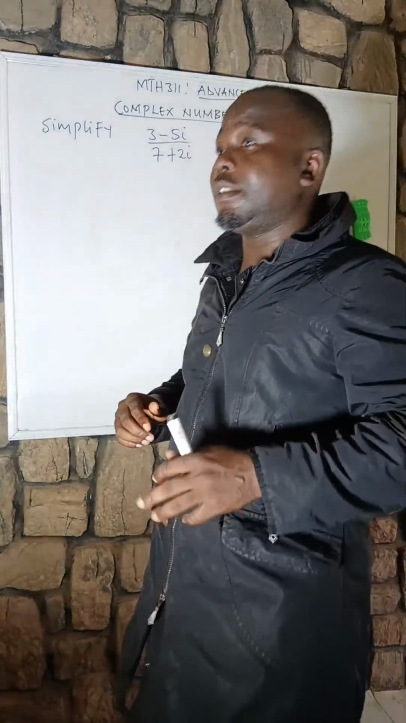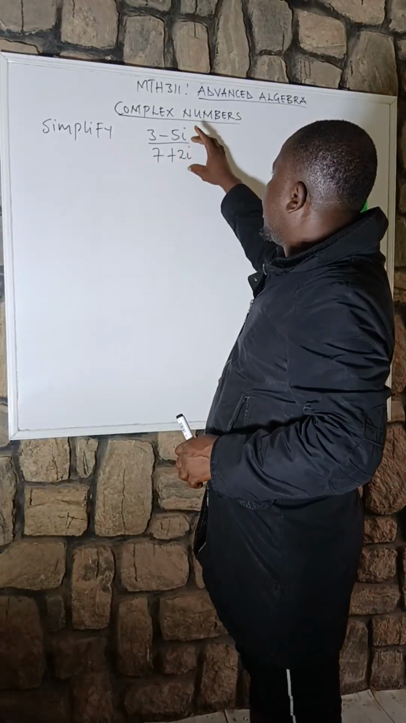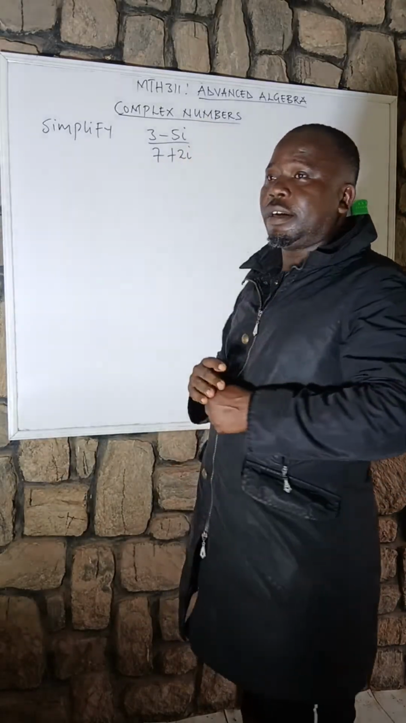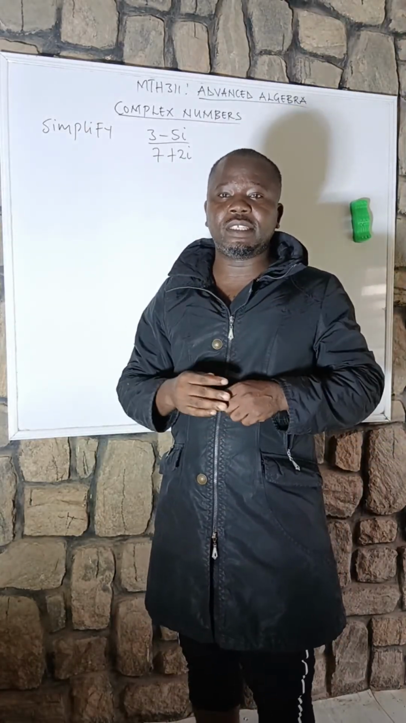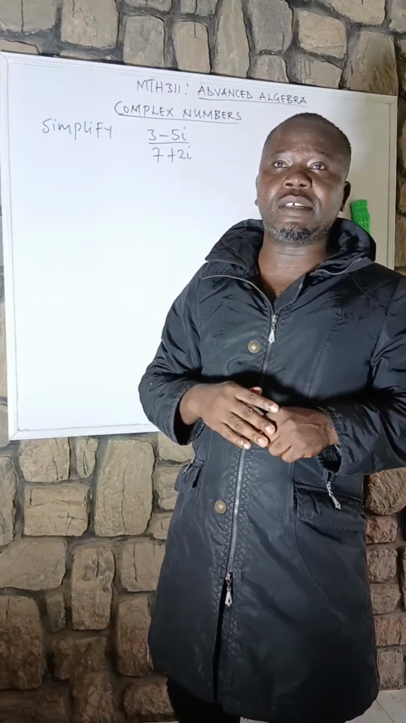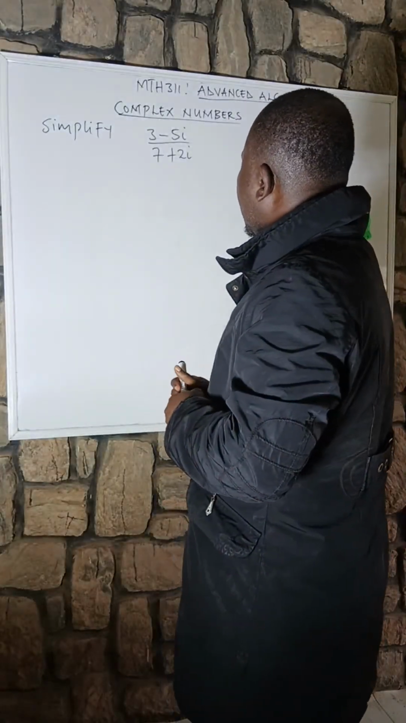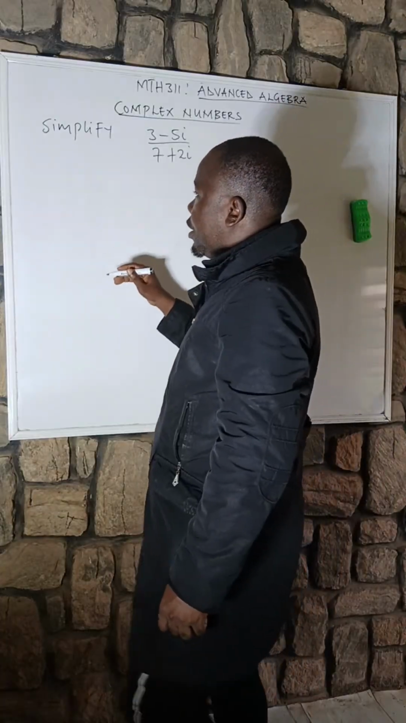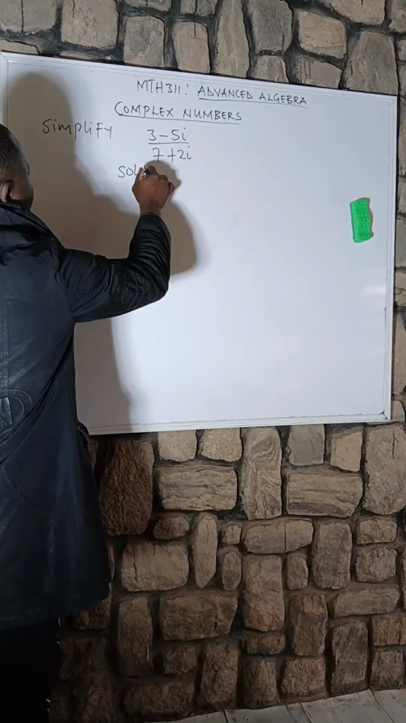So as long as complex numbers are dividing each other, what will first come into your mind is for you to conjugate the complex numbers. Is that clear? Okay. So let's go ahead to solve this. So as you can see now, let's write the solution.